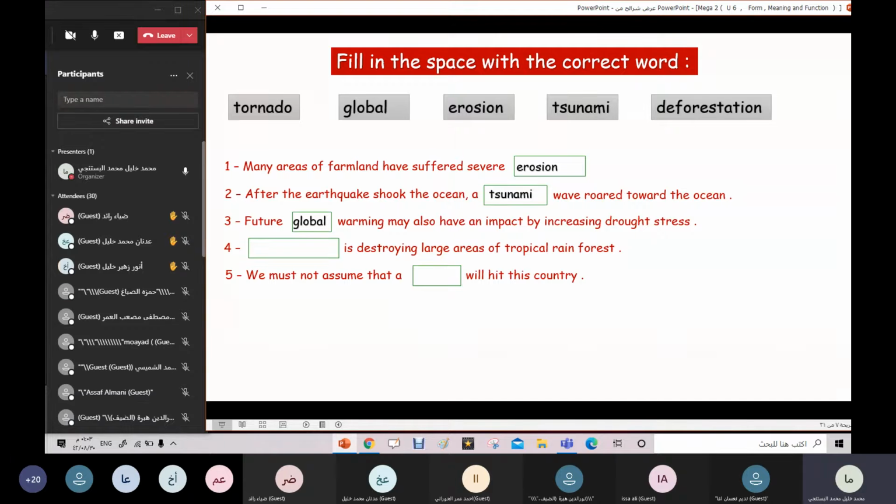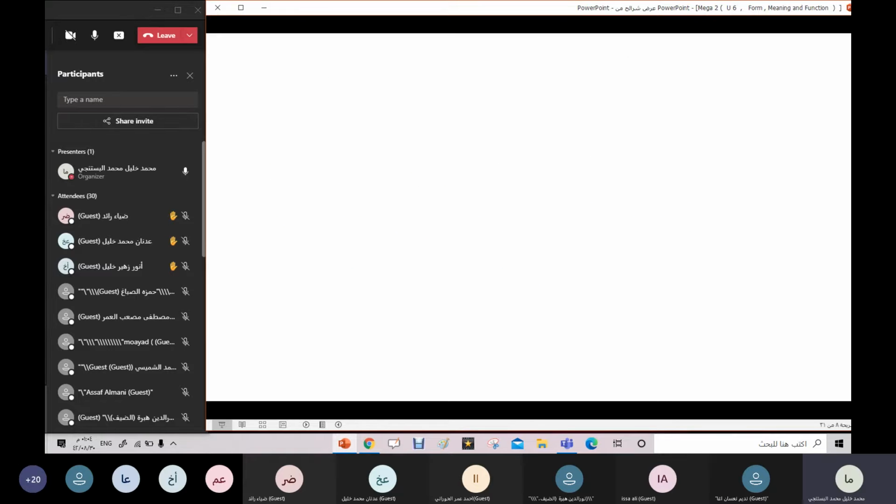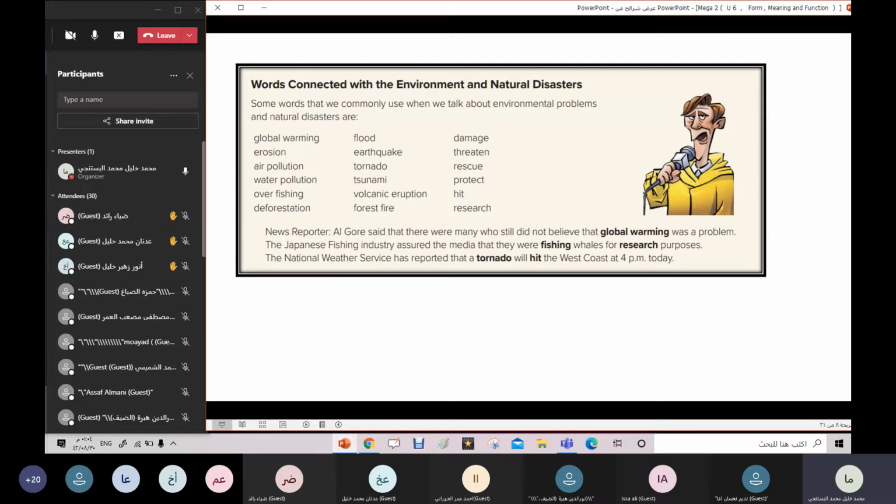Is destroying large areas of tropical rainforest. What do you think it will be, Adnan? Deforestation. Yes, deforestation. We must not assume that a tornado will hit this country. So this is about the global issues. Here we have some words that we use with the environment and natural disasters: global warming, erosion, air pollution, water pollution, overfishing, deforestation, and here we have some verbs that we use with these issues.